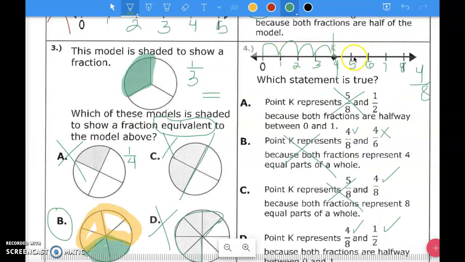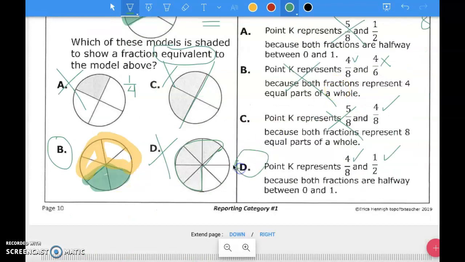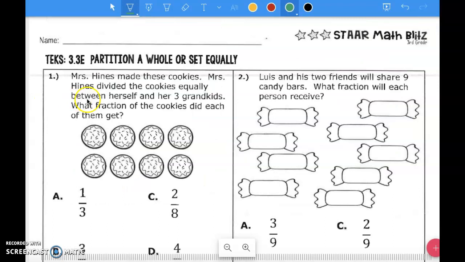And if you look at the number line, this is my half of my number line. So this is the correct answer. Okay, let's move on to the next one.